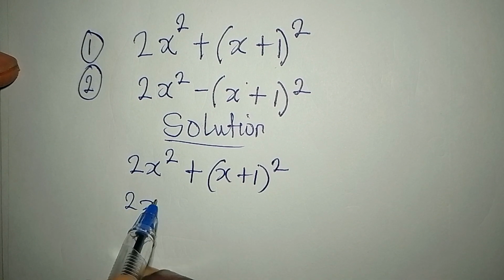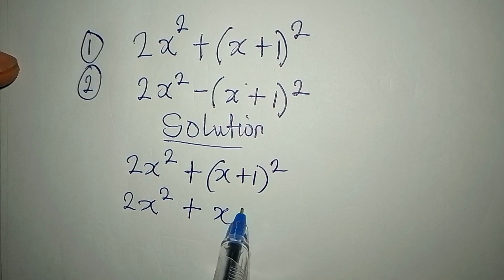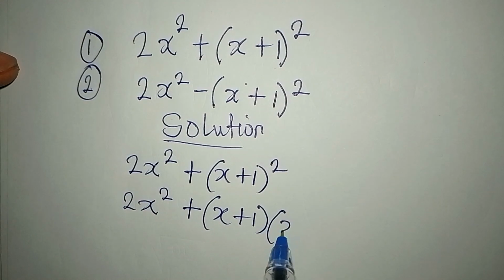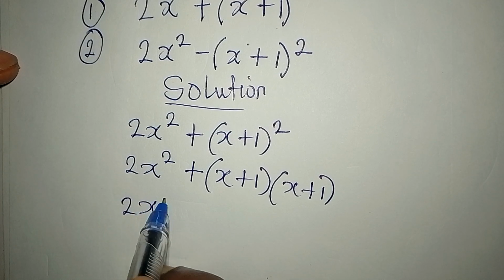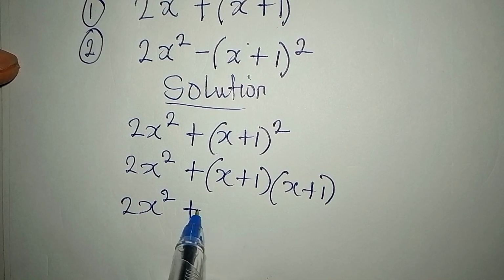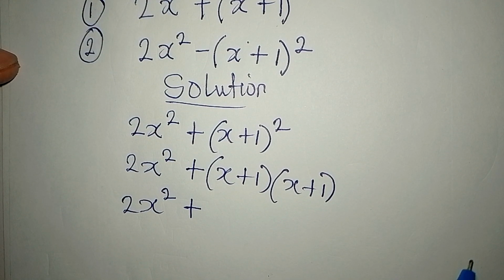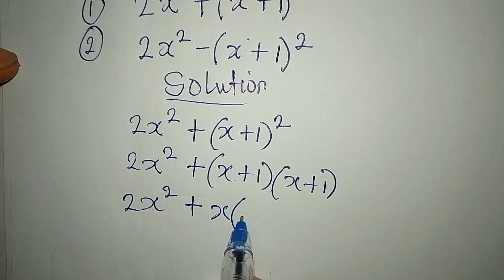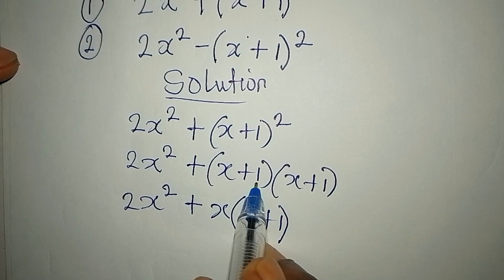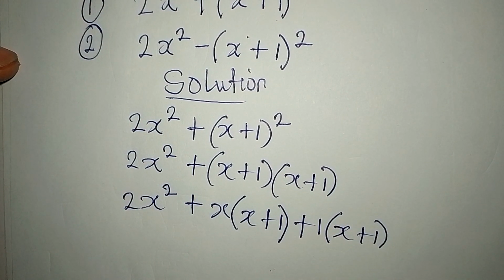So this 2x squared will still appear. Then plus here we are going to have x plus 1 in two places: x plus 1. So the next is 2x squared will still come down plus, now this x is going to multiply everything here. Now if you don't want to get confused, you can bring out this x, open bracket, and write this. You get x plus 1. Then we go over to this plus 1. We write plus 1, open bracket, and write the whole of this, x plus 1, then close.